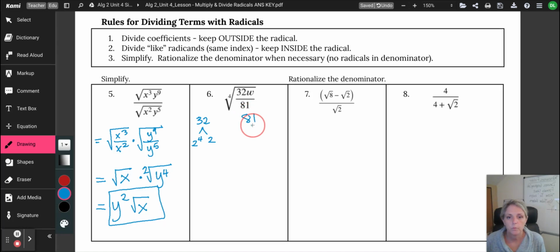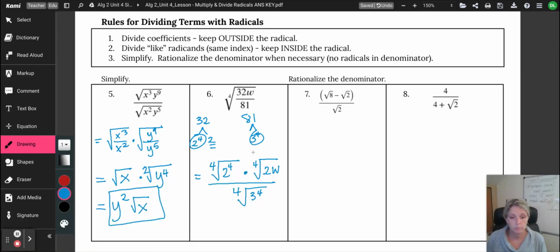And then we'll do the same thing with 81, okay? So 3 times 3 is 9, times 3 is 27, times 3 is 81. So 81 actually breaks down into 3 to the 4th with no extras. Okay, so we're going to go ahead and write these out. I'm going to rewrite my terms so that the numerator is 32w. So this is actually going to be the 4th root of 2 to the 4th. So I'm pulling out that 16, and then I still have the 4th root of 2w because I want to make sure I get all the way up to that 32w. And then in the denominator, we have 81, which is the 4th root of 3 to the 4th.